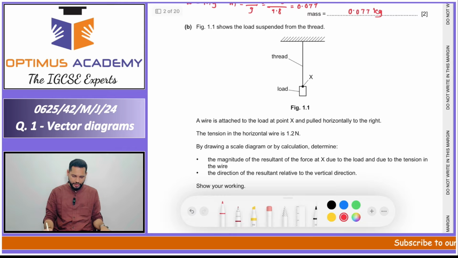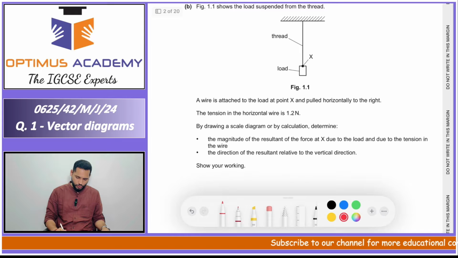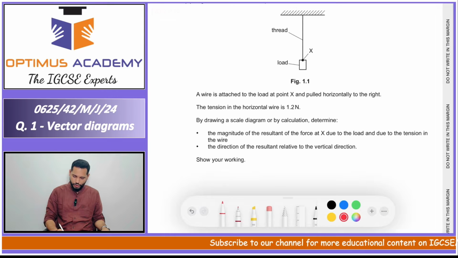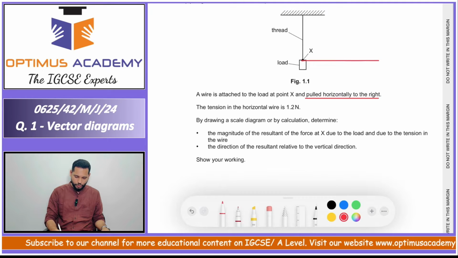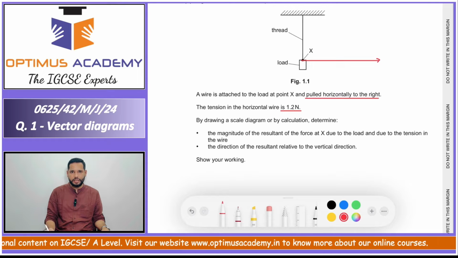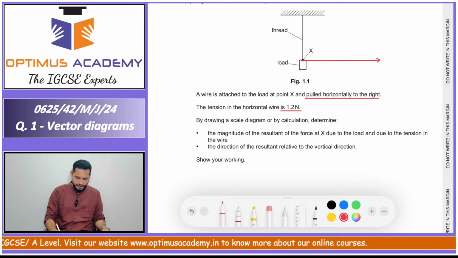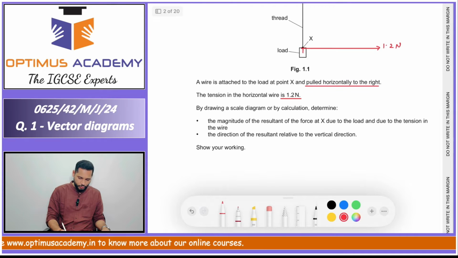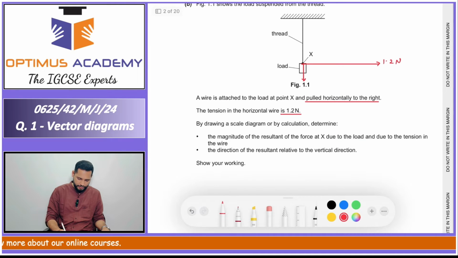Question B says, figure 1.1 shows the load suspended from the thread. A wire is attached to the load at point X and pulled horizontally to the right. So understand that at point X, there is a wire connected and it is pulling the load towards right side. The tension in the horizontal wire is 1.2 Newton. So on the right hand side, the wire is applying force of 1.2 Newton. We know that the weight of the load, which is acting in downward direction, is 0.75 Newton.